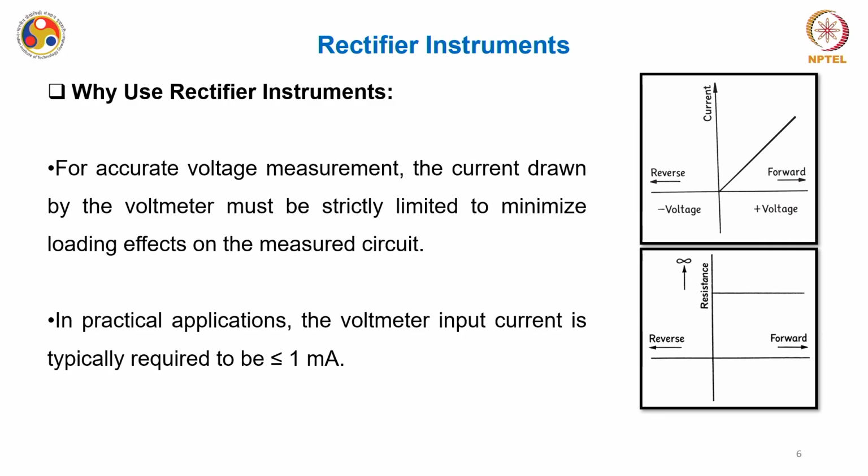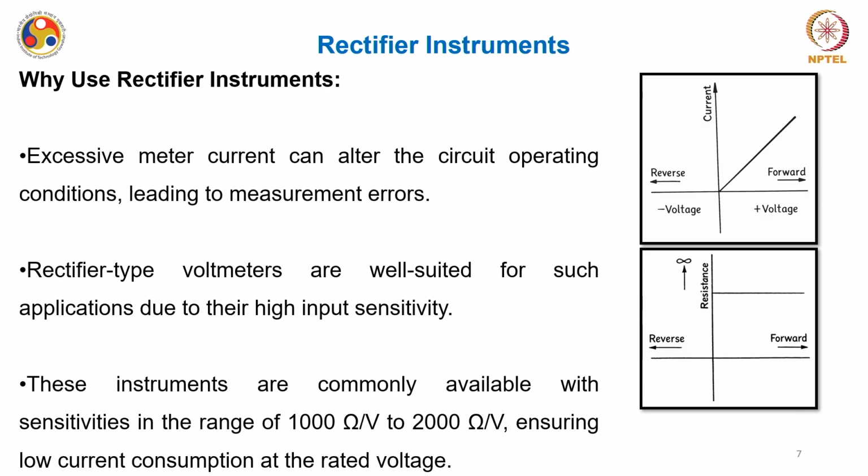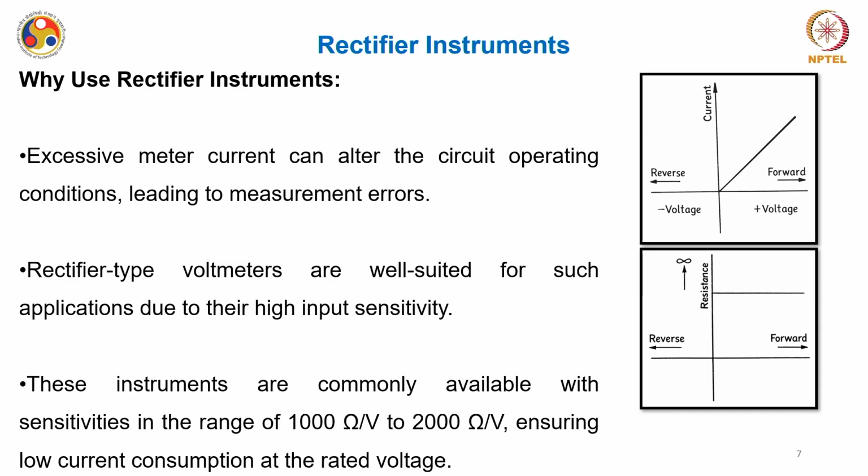We have seen in previous classes also that in practical applications the voltmeter input current is typically as small as possible, but less than 1 milliamp for sure. Excessive meter current can alter the circuit operating condition. Basically, it is loading the circuit. If it is drawing more current, this will definitely lead to measurement error. So, rectifier type voltmeters are very suitable for such applications because of their high input sensitivity: they will not overload the circuit, and will not have this loading effect wherever they are connected.